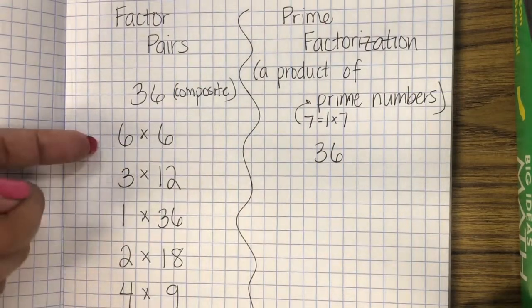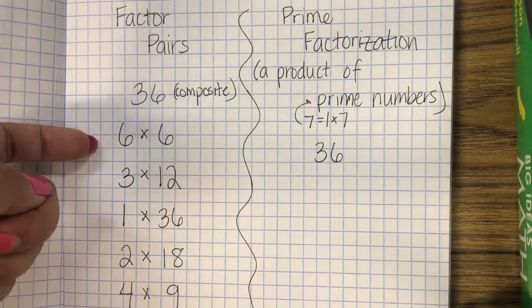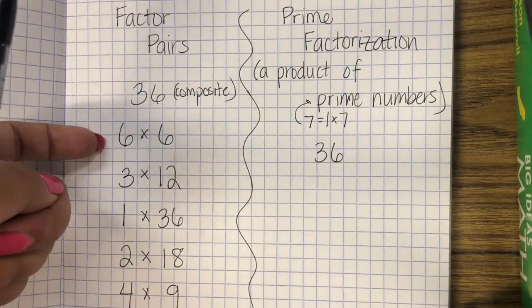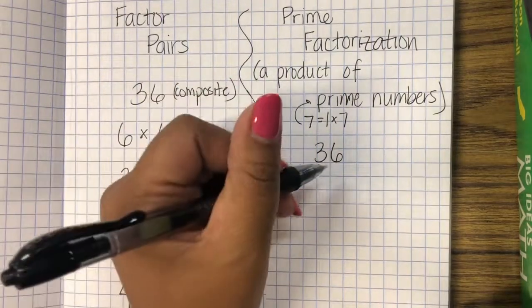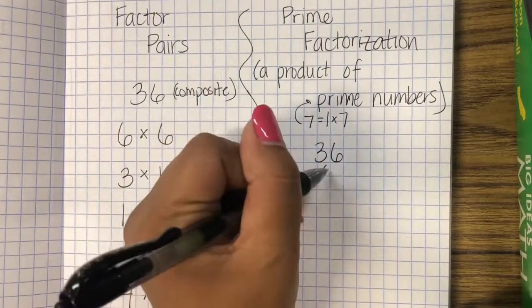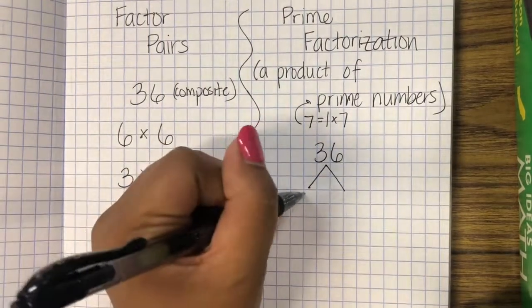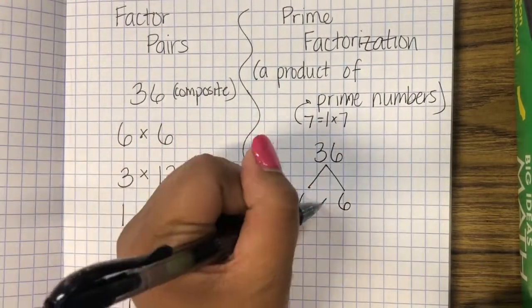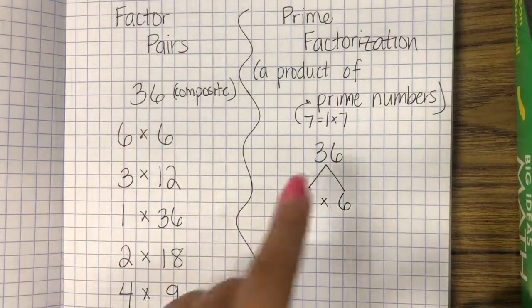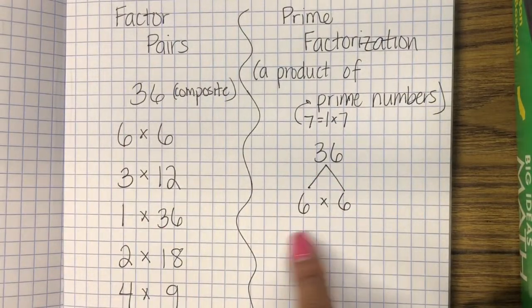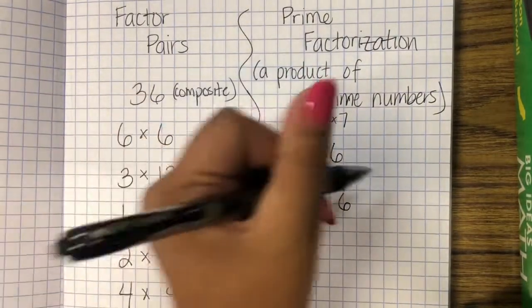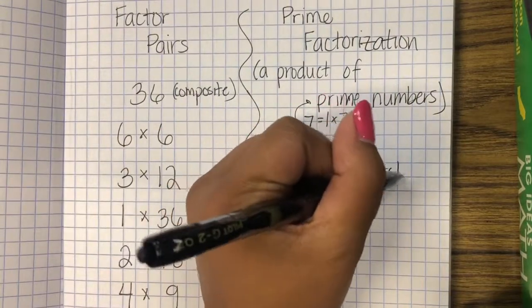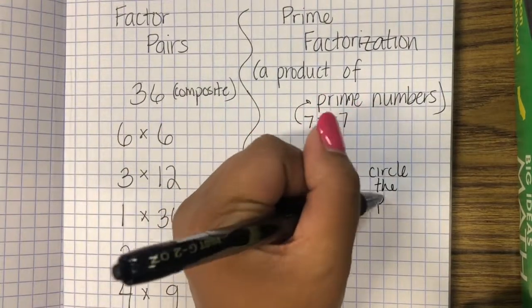Since 6 times 6 is the first one we use, we could start with 6 times 6. I'll show you another way to show it. So let's say we got 6 times 6. We're gonna draw the top of our tree and do 6 and 6. Now 36 is broken down to 6 times 6. Now keep in mind, we are only going to circle the prime numbers.